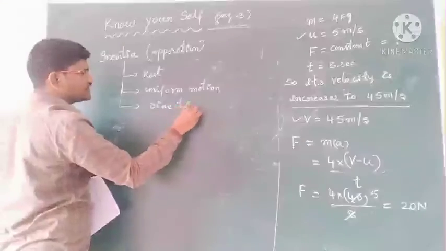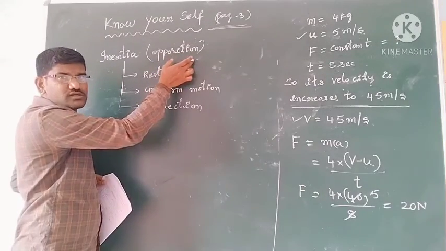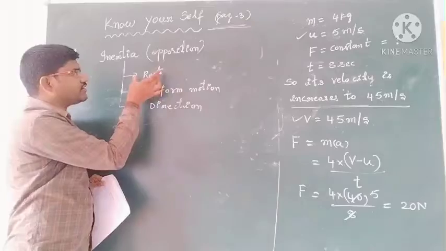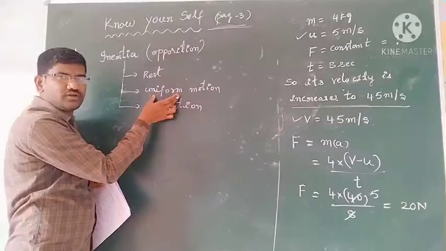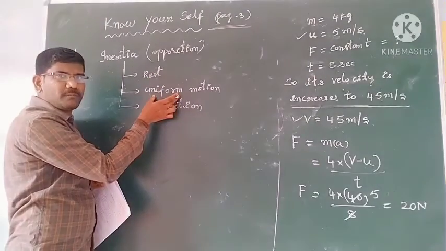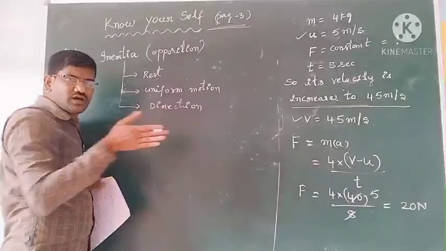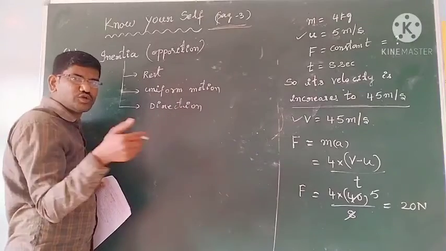So see students, inertia means opposition or resistance to change its present state. By itself it cannot change its present state of rest, by itself it cannot change its present state of uniform motion, or by itself it cannot change its direction from going in this direction. It can't go left or right on its own. We should apply some force.